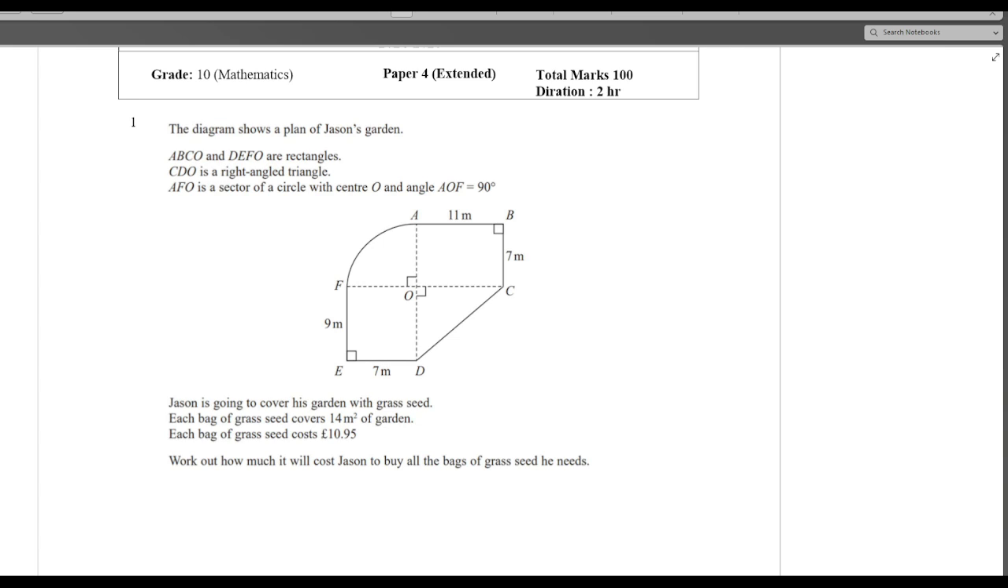Hello everyone. Here we are going to solve paper 4. Now this is a practice paper for 100 marks. Duration is 2 hours and here calculator is allowed. See here the first question.